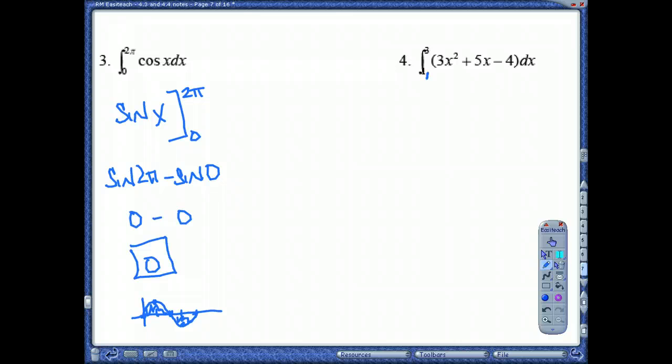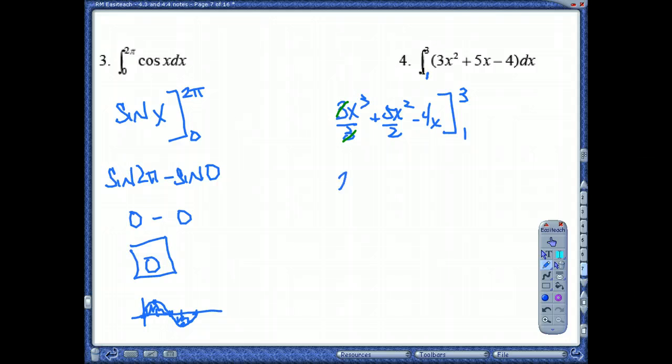When I integrate 3x to the third over 3 plus 5x squared over 2 minus 4x, I'm going to go from 3 to 1. You will want to simplify as much as you possibly can. So for instance, these 3's, I would cancel them out. I would even rewrite it so it looks nice.